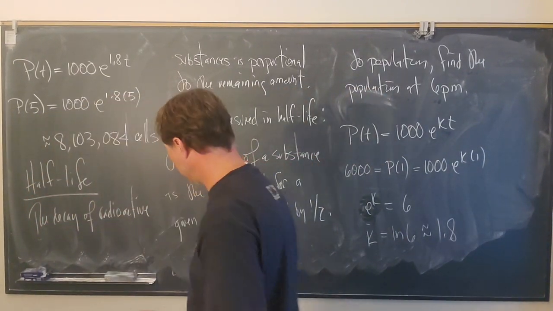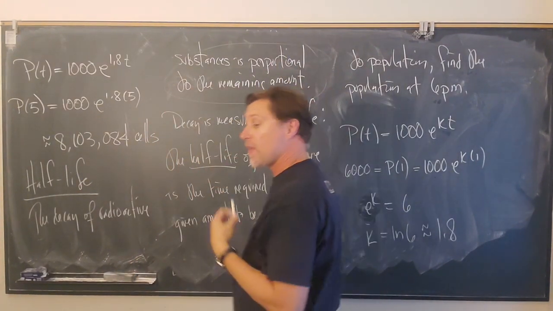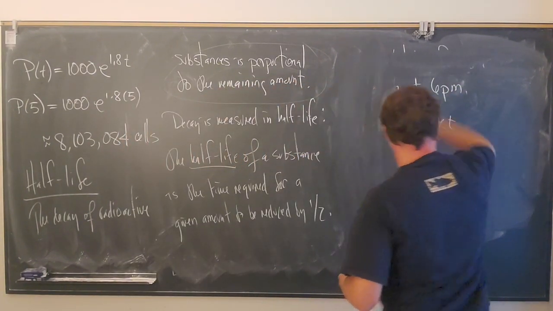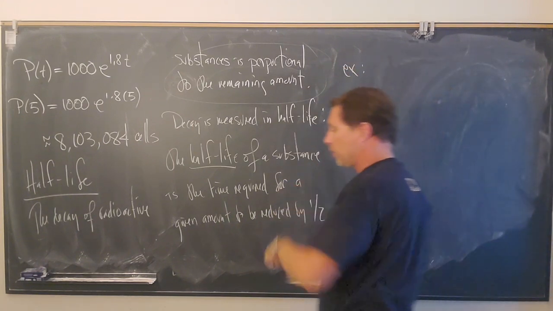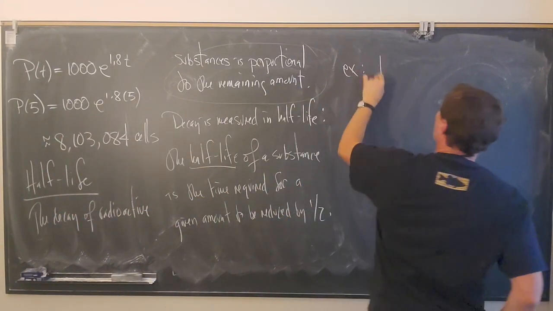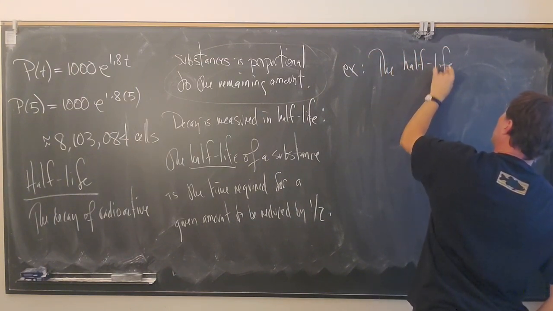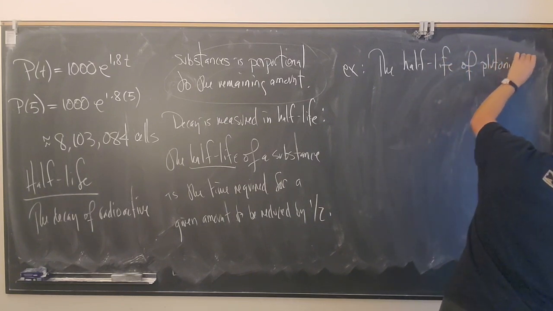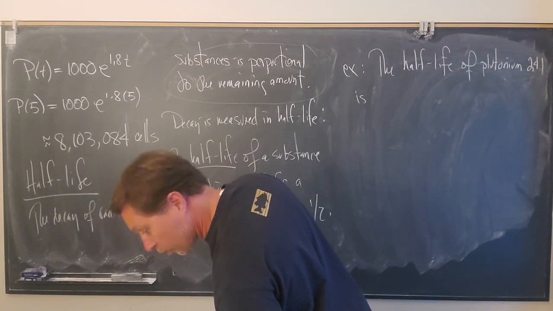So let's try an example. And by the way, we said that it's proportional to the remaining amount, meaning that our differential equation is operative in this situation also. So our example here: the half-life of plutonium 241 is 14.4 years.